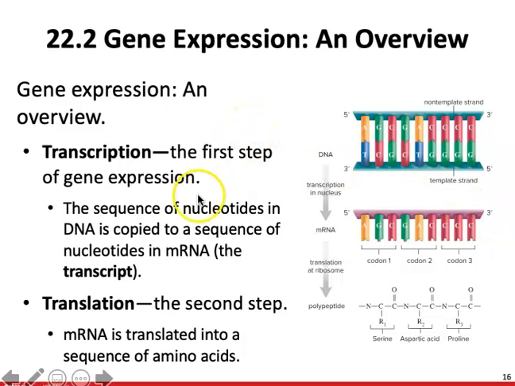Transcription is that first step. The sequence of nucleotides in DNA is going to be copied into a sequence of nucleotides in the mRNA. In other words, that transcript. So here's our original DNA sequence. We're going to copy that down into an mRNA transcript. We're then going to translate that mRNA transcript into amino acids. So that mRNA is going to be translated into a sequence of amino acids.